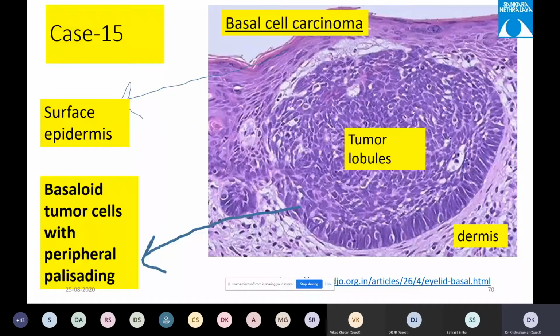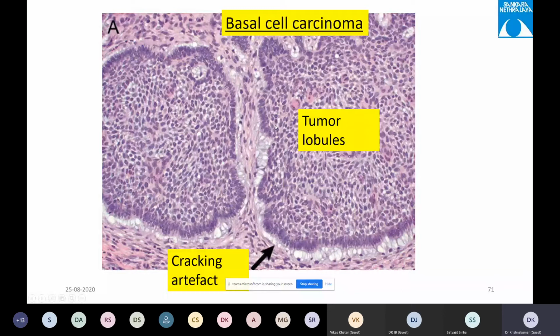Okay. What do you see in histopathology? You find the surface epidermis. You find tumor lobules, and these are the basaloid tumor cells with peripheral palisading. The peripheral cells are tall, columnar, and the central cells are small, cuboidal. And this is coming from the lower portion of the epidermis, and this is the dermis. That's why it is basal cell carcinoma. And here you find tumor lobules, and you find small cracking artifact. This is a very, very diagnostic clue for basal cell carcinoma, because trichoepitheliomas and other benign tumors may not show this cracking artifact.